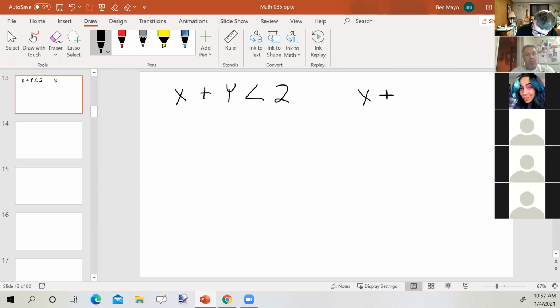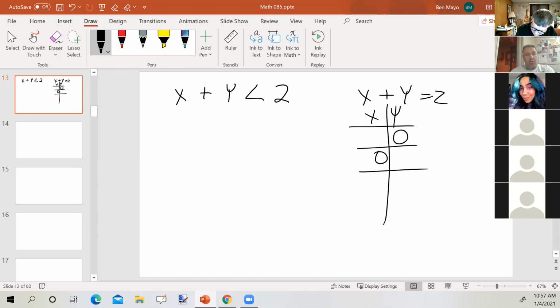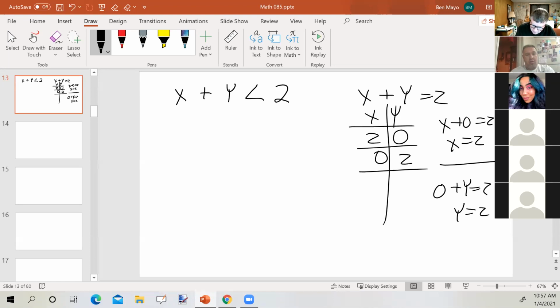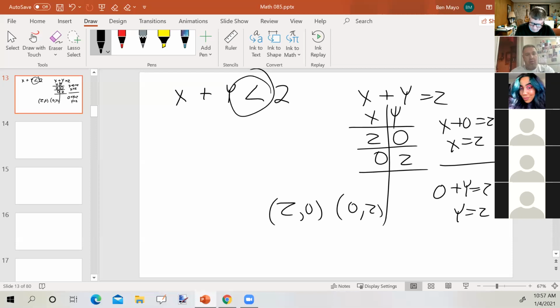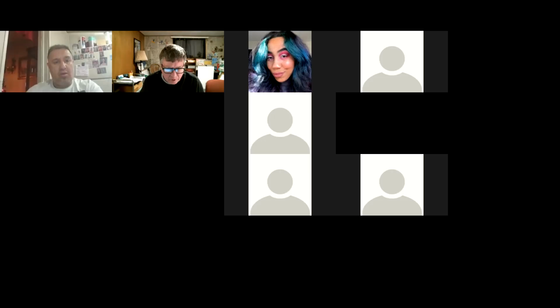Okay, so x plus y equals 2. If I found the x and y intercepts, if y is 0, x is 2. And then if x is 0, y is 2. So we need to plot the 2 points, (2, 0) and (0, 2). Okay. It is a dotted line. Okay. So a dashed line. And now what I'm going to do is go back and share the WebAssign screen.